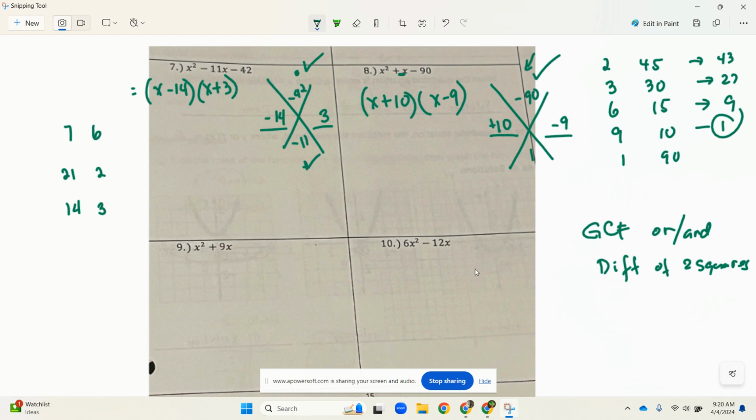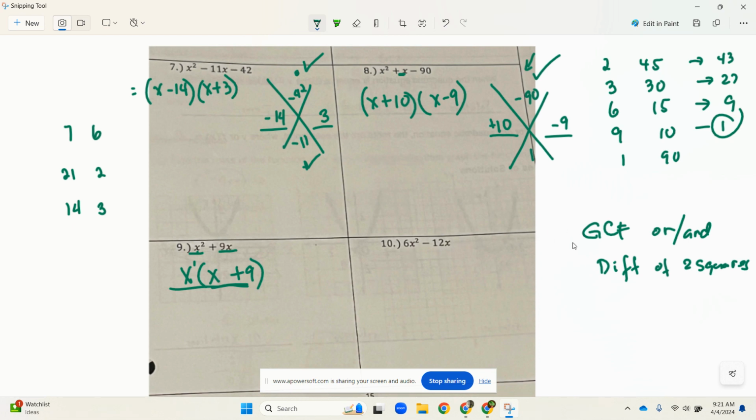All right, number 9, this is a binomial. So check for GCF. Do we have a GCF? Yes, that's going to be x, whichever has the smallest exponent of x in all the terms that you have. So x squared divided by x, you subtract the power. This exponent here is 1. So x squared divided by x is going to be x. And then 9x divided by x, that's just going to be 9. And that's it. You cannot factor this one anymore. So this is the final pair of factors.